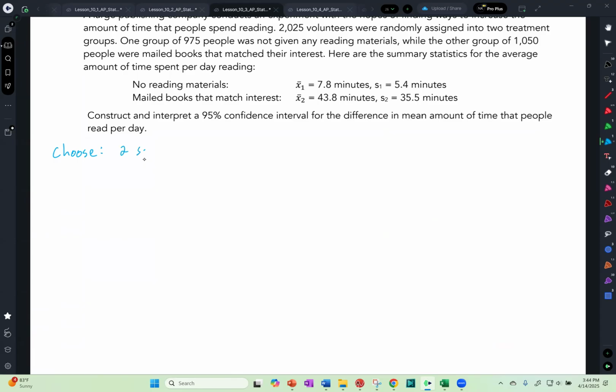Got two samples, so it's going to be a two sample. It's means, so T interval for a difference in means.